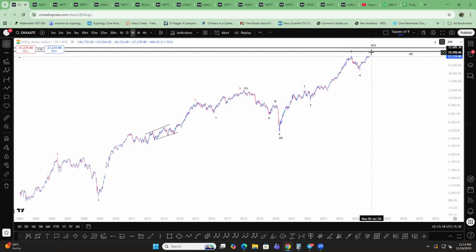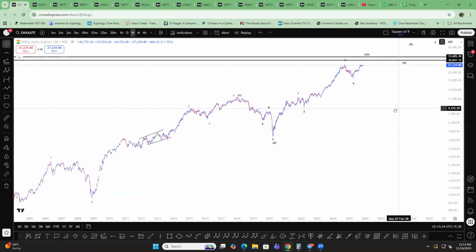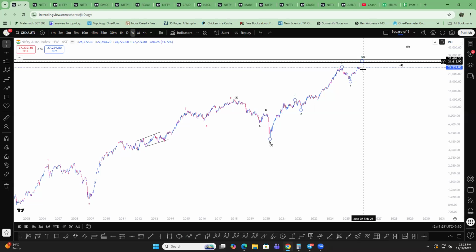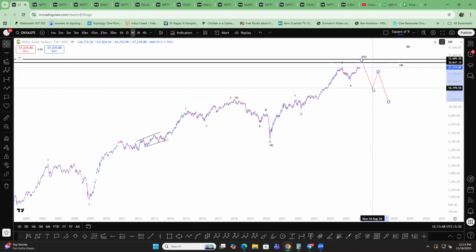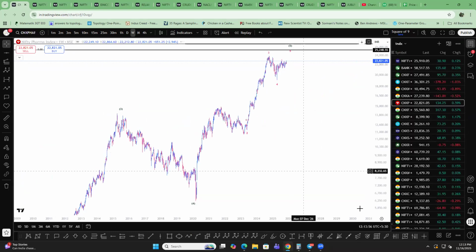So this wave 3 may end in this zone, 30,847 to 33,605, and it is trading at the 27,250 level. So in the auto index, again, just one more high may come and then it may fall down again with an ABC correction. So you may have already observed what decision you should take. Next, pharma index.